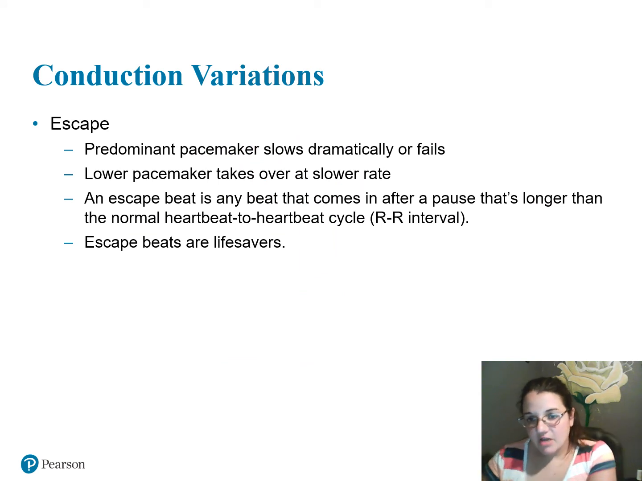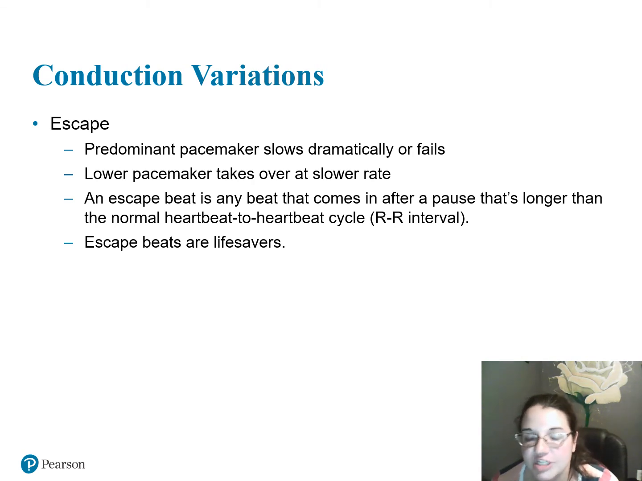Now you're going to learn two types of impulses, which are escape and usurpation. Escape is when your predominant pacemaker slows dramatically after it fails. The lower pacemaker takes over at a slower rate. An escape beat is any beat that comes in after a pause that's longer than the normal heartbeat to heartbeat cycle, which is called your R to R interval.